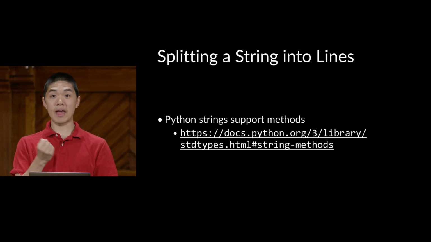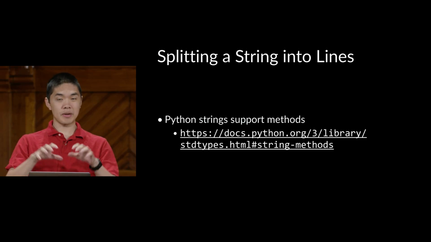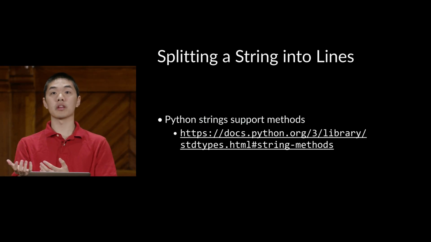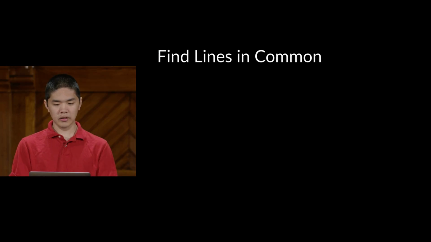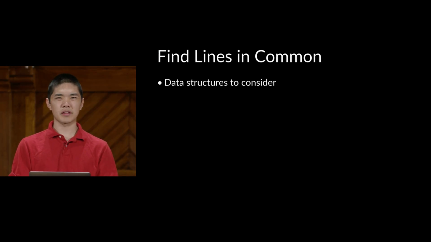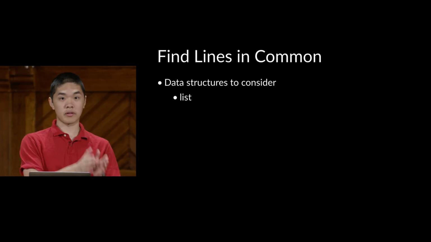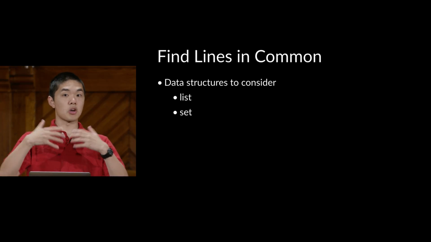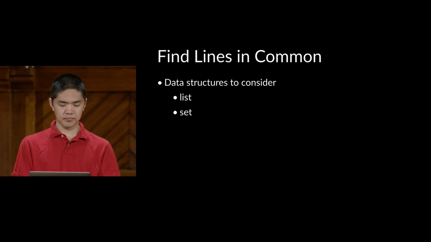After you've taken both A and B and split them up into their lines, the next step is going to be to figure out which lines appear in both the lines of A and also the lines of B. So how do we find the lines that are going to be in common? Well, you'll probably want to consider some sort of data structure to keep track of which lines are present in both. You might consider a list, which just stores elements in order. Or you might want to consider a set, which stores elements not in order and just stores a collection of them. Or you might want to consider some other data structure altogether.